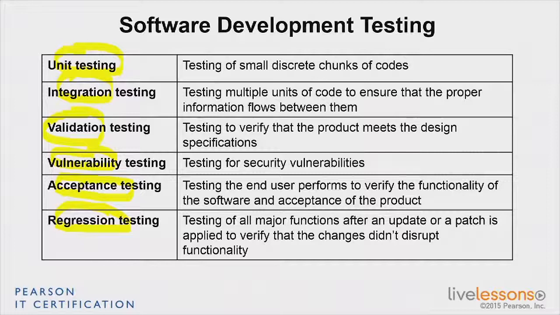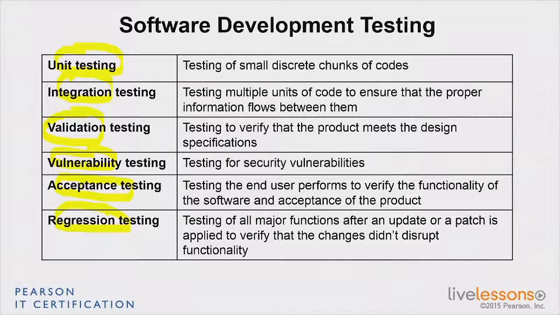Unit testing is testing of small, discrete chunks of code. So not testing the full program, we're taking chunks and we're testing those. Integration testing is testing multiple units of code to make sure that there's proper information flow between them and that that information flow is secure. Validation testing is testing to verify that the product meets the design specifications, and hopefully those design specifications include privacy and security requirements. Vulnerability testing is testing for security vulnerabilities.